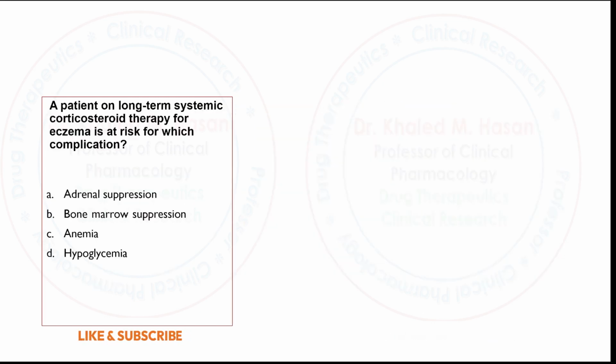Moving to the next question. A patient on long-term systemic corticosteroid therapy for eczema is at risk for which complication? So you place the patient on systemic cortisone. What is the risk of this complication? Adrenal suppression, bone marrow suppression, anemia, hypoglycemia. Which one is correct?